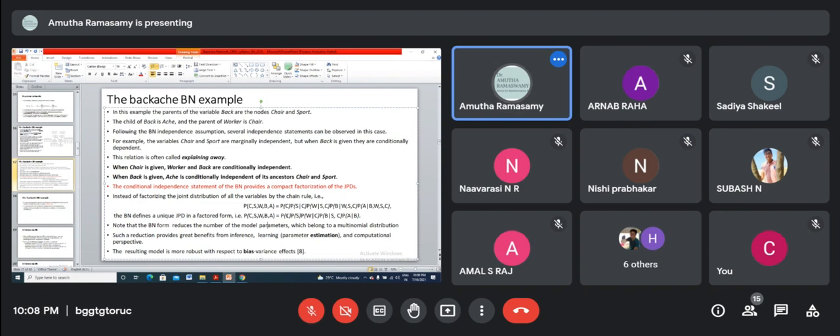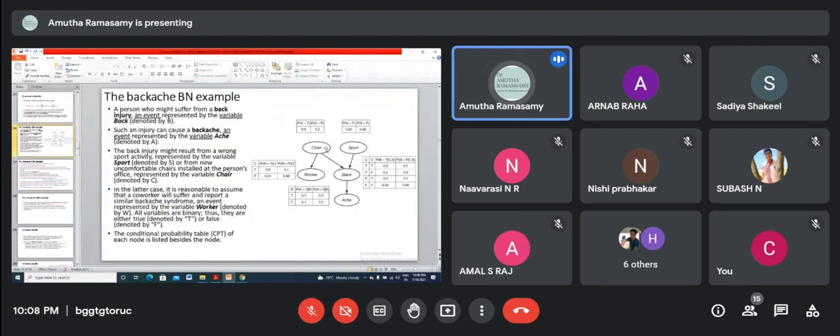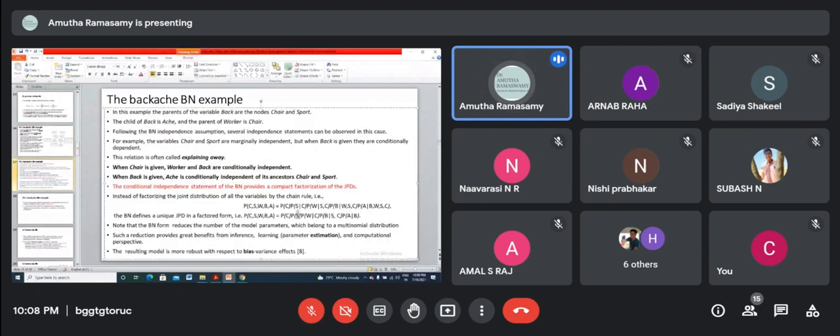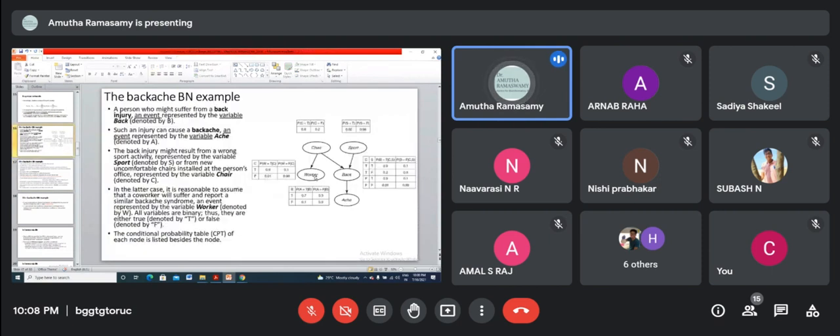So P of C will come as it is. P of S will come as it is, because what is the relation of S and C? There is no link between S and C, so there is no reason to include it. If this were a direct probability distribution, it would come like this. Otherwise, it is only P of S. But now for the workers, who is the condition for the workers? Only chair is the condition.